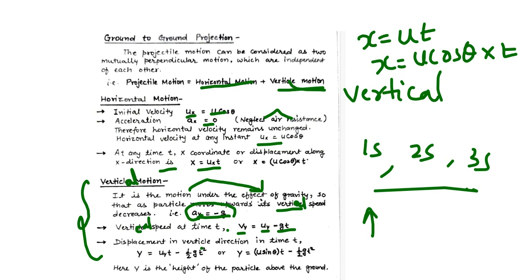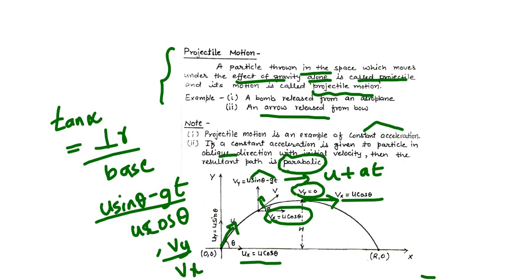Now let's consider the displacement. You can substitute uy as u sin theta. Taking t and minus half gt square, the height of the particle above the ground is given by y equal to u sin theta t minus half gt square. This is the expression for the displacement in the vertical direction in time t. So check this diagram again. You will find ux equal to u cos theta, uy equal to u sin theta, vy, vx, all things.